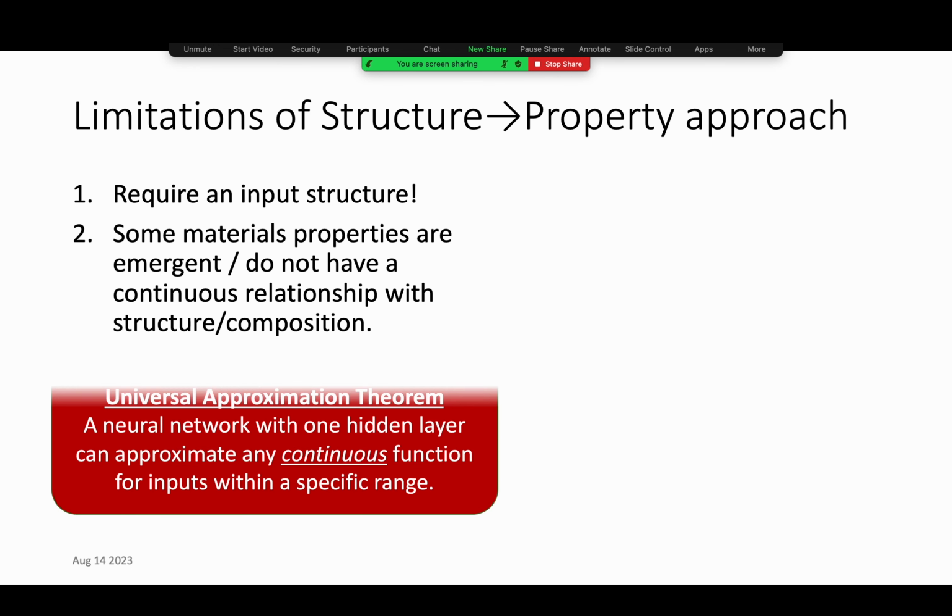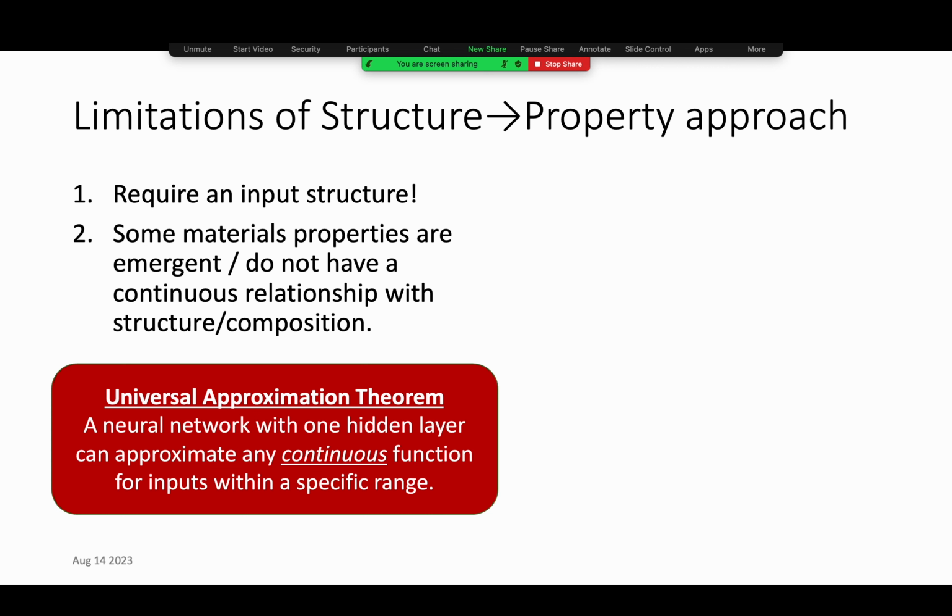Now, the reason why so many people are interested in things like neural networks is basically because of this theorem called the universal approximation theorem, right? The universal approximation theorem basically states that a neural network with one hidden layer can approximate any continuous function for inputs within a specified range, okay? So people were naturally very excited, right? Well, we can represent any function, it should work for everything, right? What they forgot was basically it says continuous here, right?